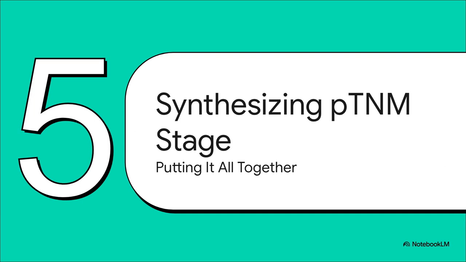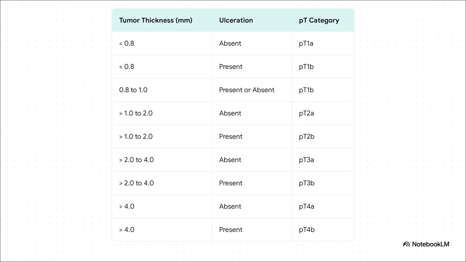All right, we have gathered all of our data, all the little puzzle pieces. Now it's time for the final synthesis. Let's see how all this information we've gathered under the microscope comes together to build that final, crucial pathologic stage. Honestly, you should just print this table out. It's basically your cheat sheet for the T category.